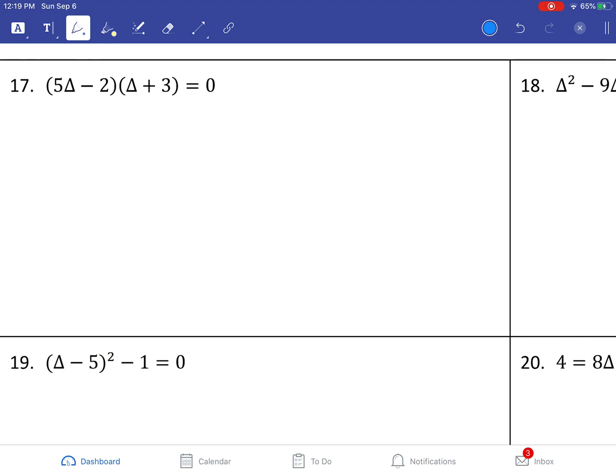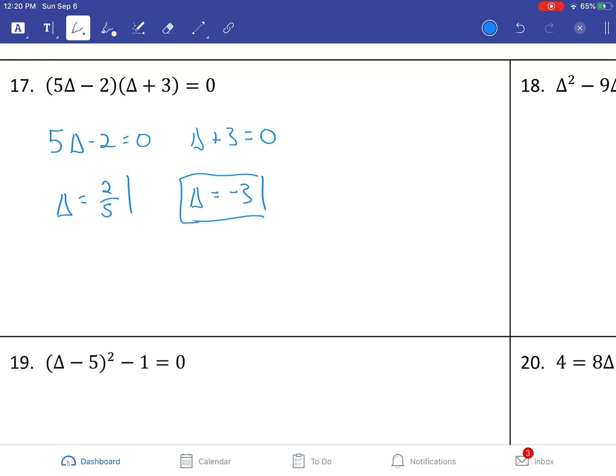Okay, so if you have something that's already been factored, so this is a quadratic, it's just already been factored for you, so you just have to take your 2 factors and set them both equal to 0. Okay, and now you're going to solve for the triangle. So the first one, I'm going to add 2 and then divide by 5, so triangle will equal 2 over 5. And the second one, I'm going to subtract 3, so triangle will equal negative 3. These are my 2 answers. We've just solved the factors of that quadratic.